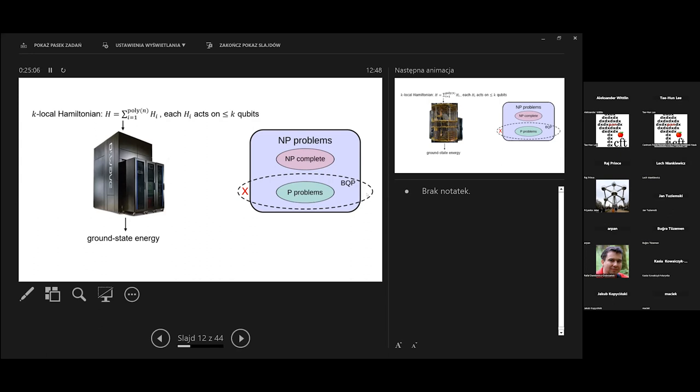Just as far as I understand, this specific problem that you mentioned, it's not formally outside NP. So people expect it.